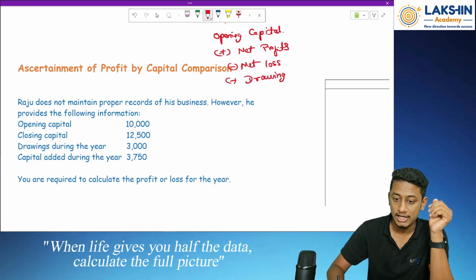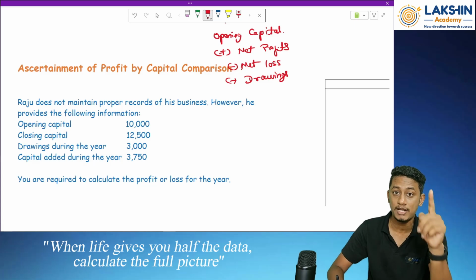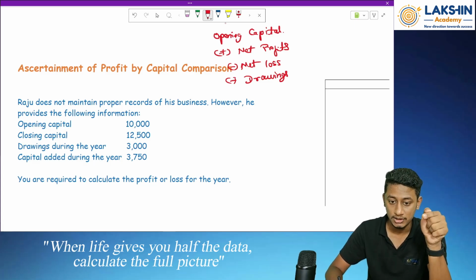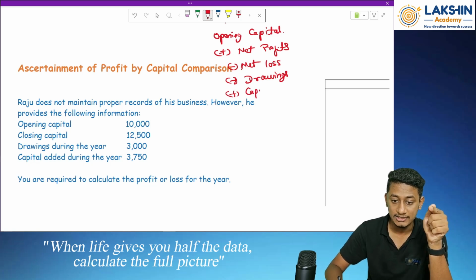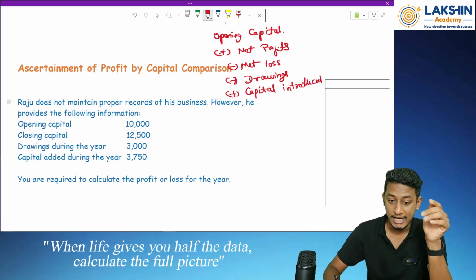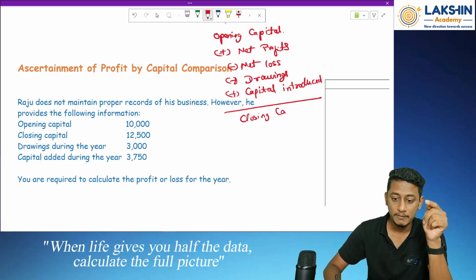So we remember that drawings will always reduce my capital contribution in the business. So drawings will be deducted from the value. Then what else? Add any capital that is infused into the business during the year. Any capital introduced into the business. So these many entries will be done, and at the end, what do I get? I get my closing value of my capital. This is how you find the value of capital.